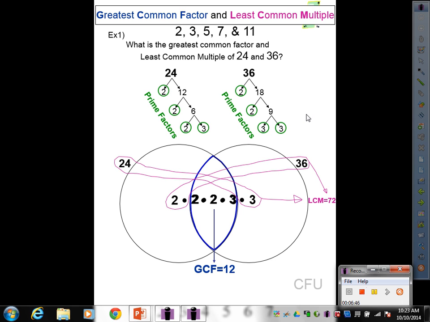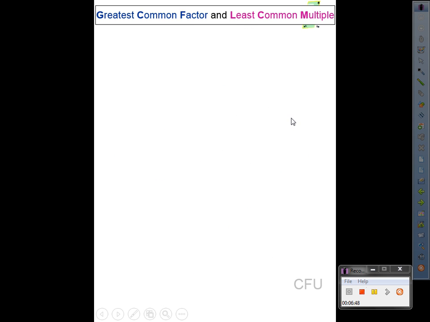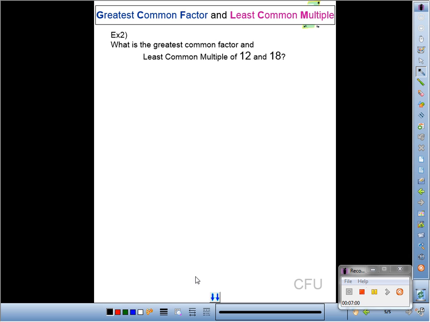Let's move on. Copy this next one down, please. Example 2. It says, what is the greatest common factor and least common multiple of 12 and 18? Let's do this one together. 12 and 18.